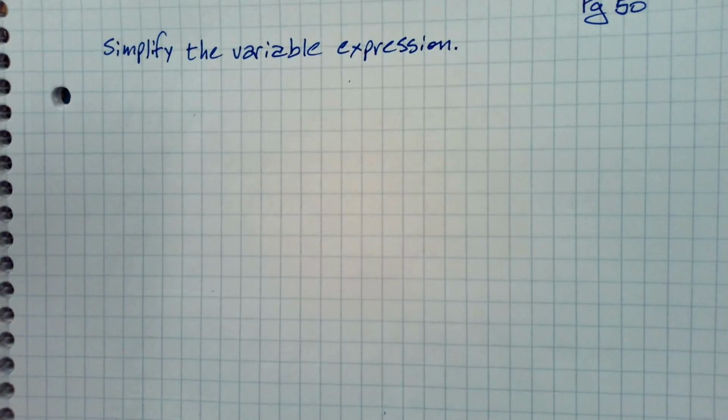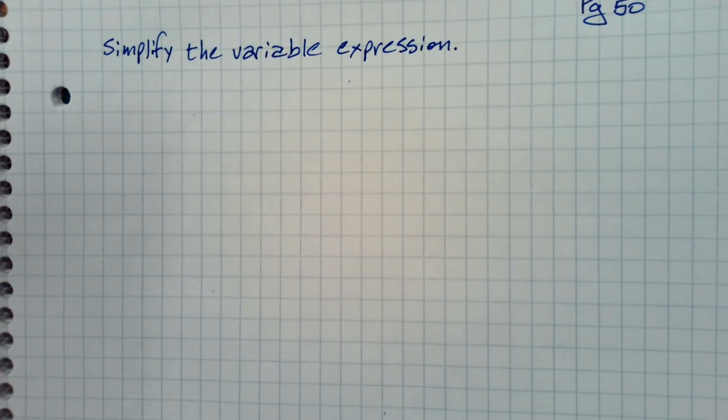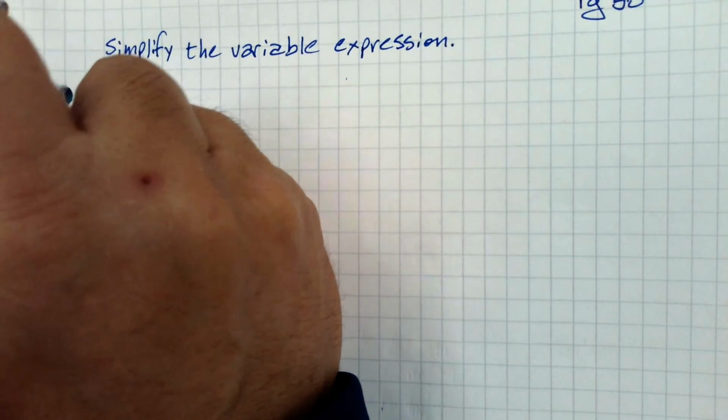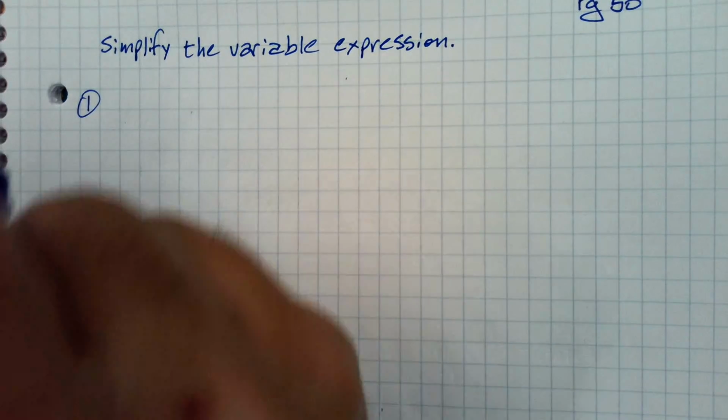So write that down. Simplify the variable expression. So that might mean distributing, that might mean combining like terms, whatever we need to do to get this bigger expression as small as possible with the least amount of terms. Okay? So let me give you an example.